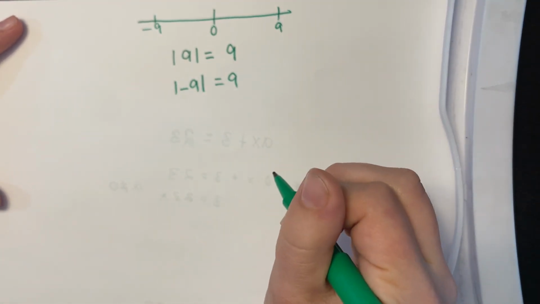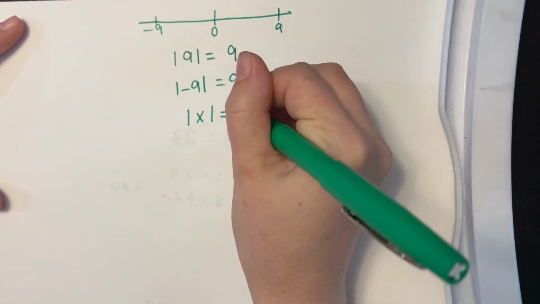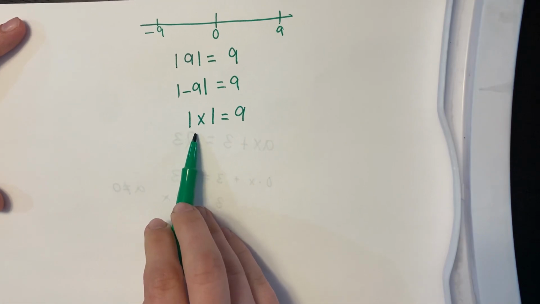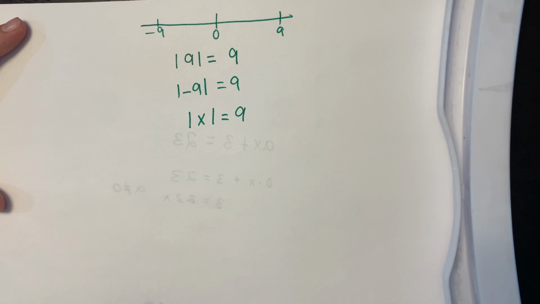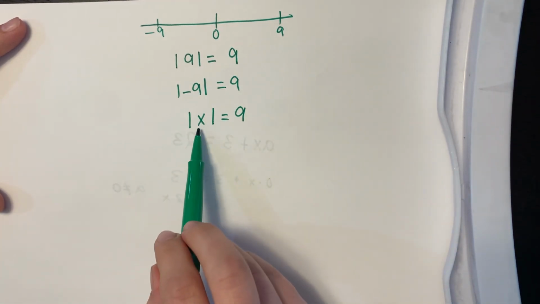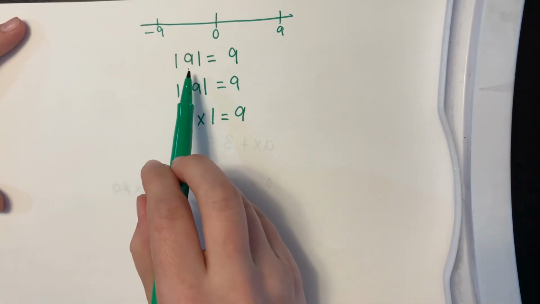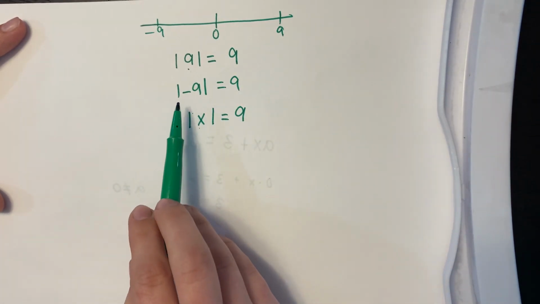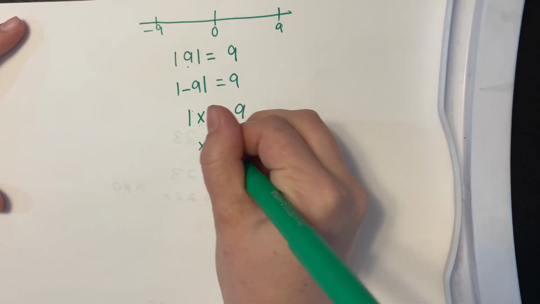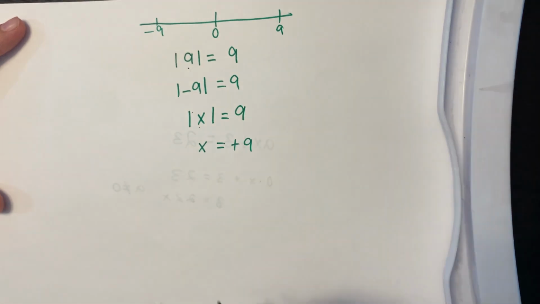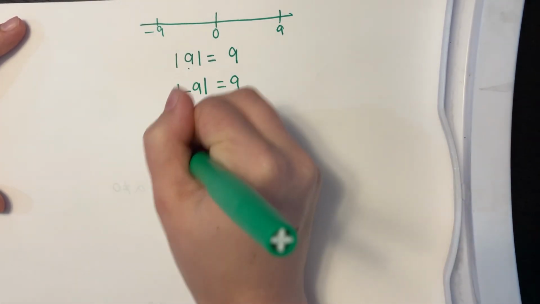So what happens when I have a variable in my absolute value bars? So the absolute value of a number is 9. Well, I know that there are two possibilities. This number could be +9 or it could be -9, because the absolute value of +9 is 9, but the absolute value of -9 is also 9. So in this instance, if I were to solve for x, x would be equal to +9, but x would also be equal to -9. So I have two answers.